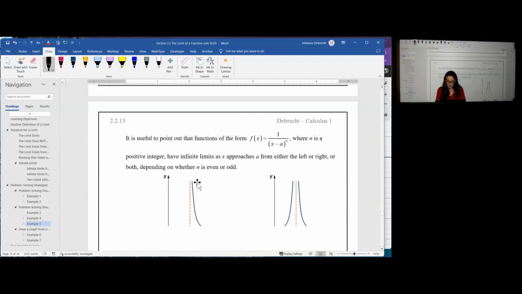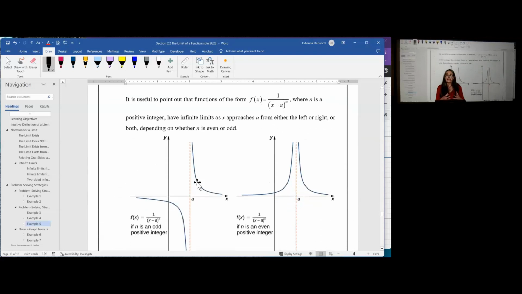The next thing we want to talk about is how to predict the behavior of the graph. Remember that I said its behavior near a vertical asymptote depends on the power on that particular part around the vertical asymptote value. If you have a function 1 over the quantity x minus a to the nth power, and n is an odd integer, it will go to negative infinity on the left and positive infinity on the right as you approach a.